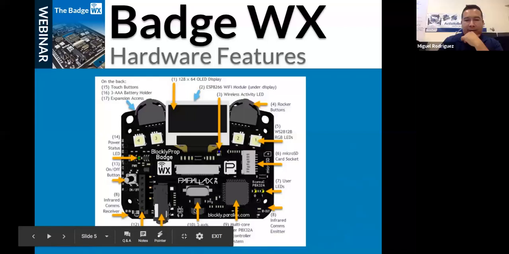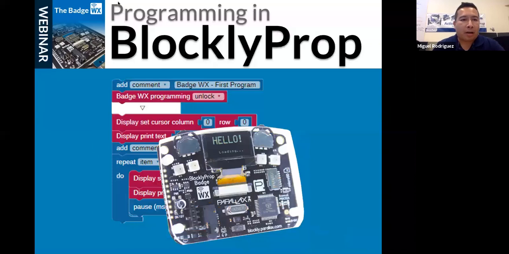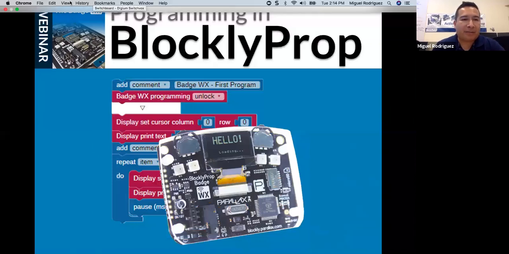Cool. And we almost forgot the accelerometer that's on here. It has a built-in accelerometer, and I'll show a project a little later that demos how it works. Okay, so let's go to the next slide. Okay, so I'm going to go ahead and start programming, show you how to program the badge with Blockly.